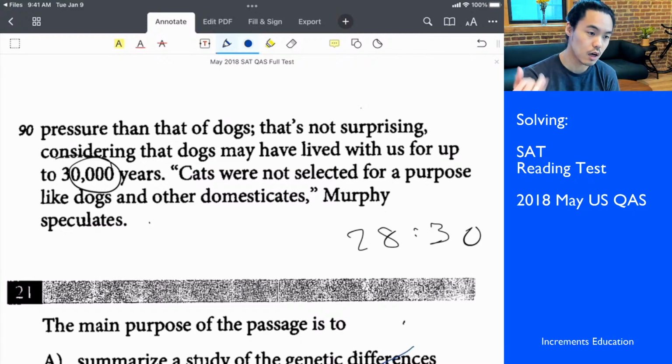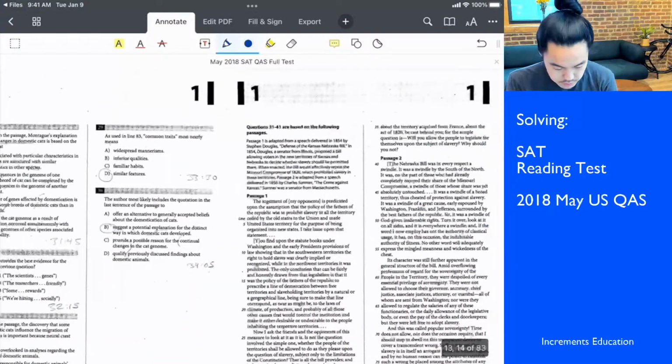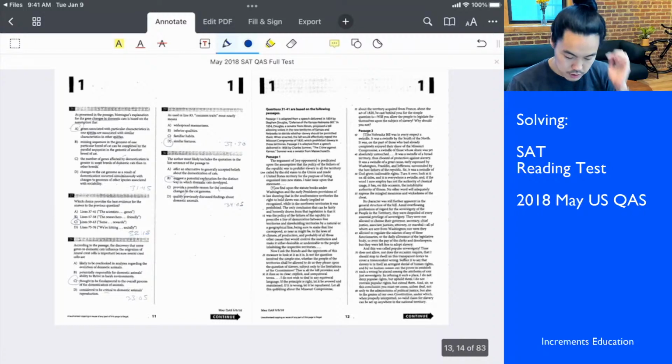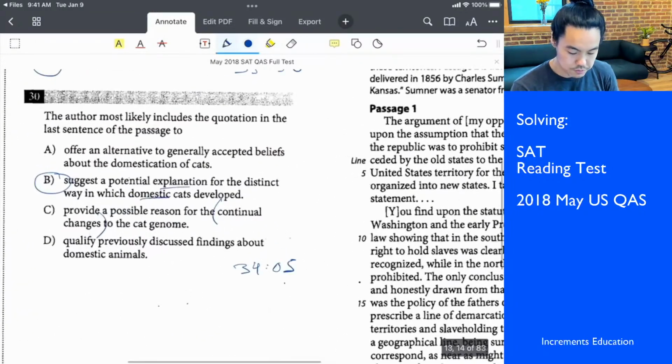The cows. Dogs and cows are the primary ones. Well, those are selected specifically for hunting and for farming, right? So that's why that makes cats very different. And I think that's an interesting insight that I didn't pick up on until I saw this question.